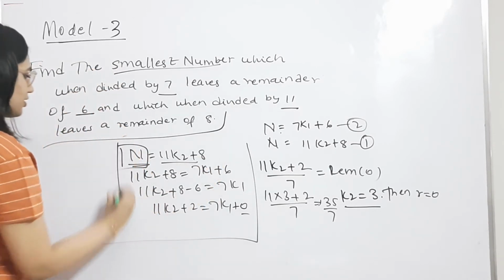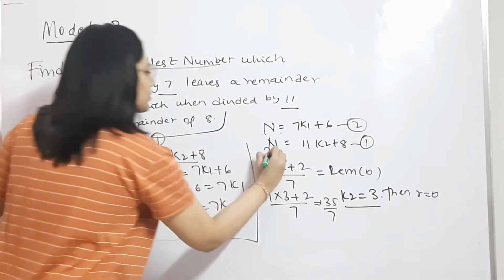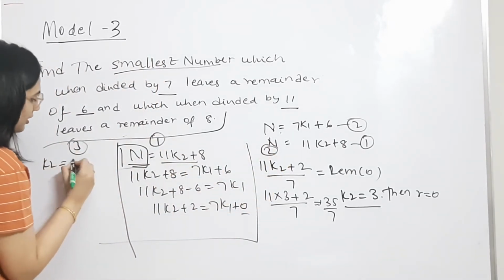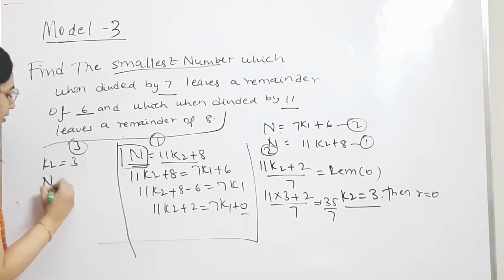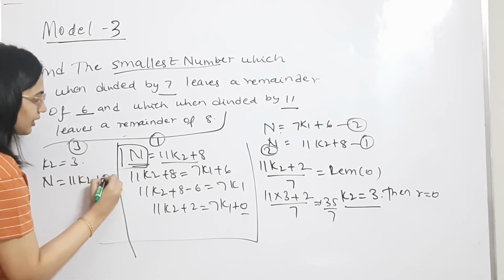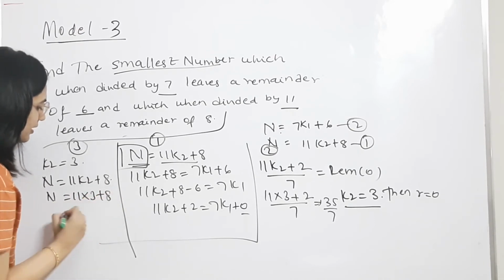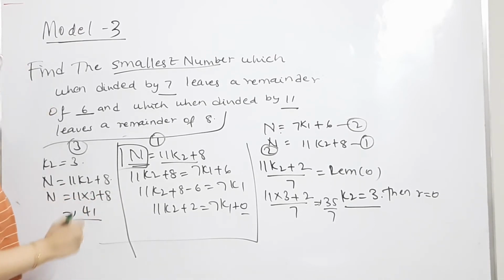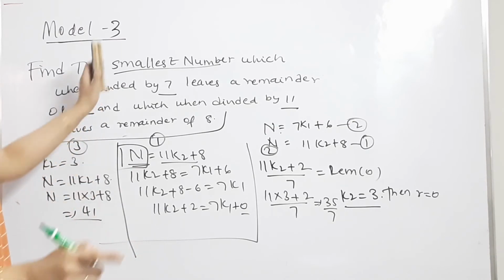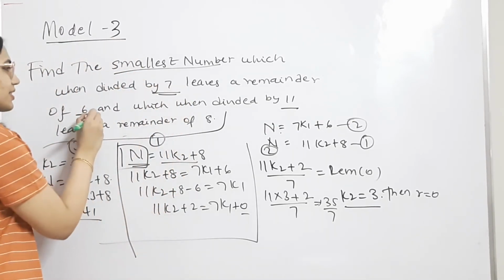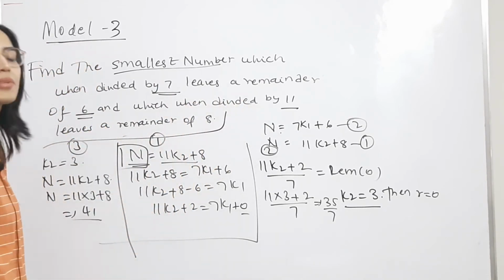We'll write it here. So, this is the first step, this is the second step, and this is the third step. From the second step, you got k2 as 3, and you know for a fact that n is equal to 11k2 plus 8. So, n is equal to 11 into 3 plus 8. So, it is 41. So, 41 is the smallest number which when divided by 7 leaves a remainder 6, and when divided by 11 leaves a remainder 8.